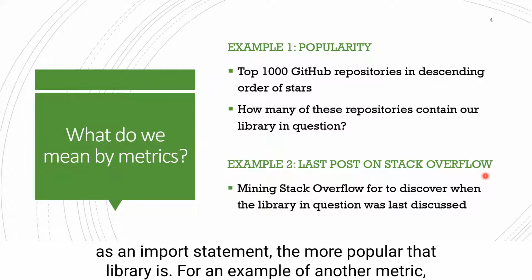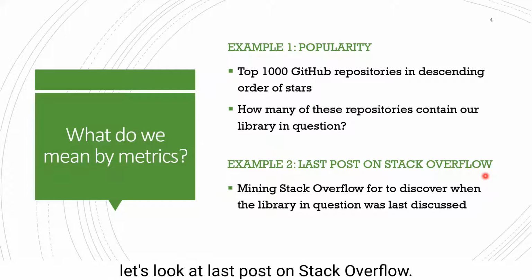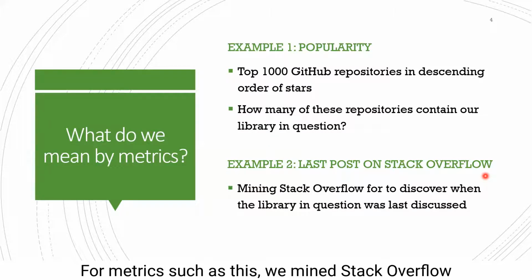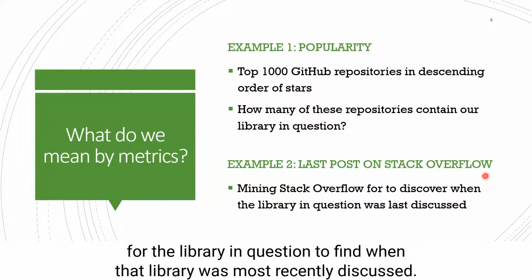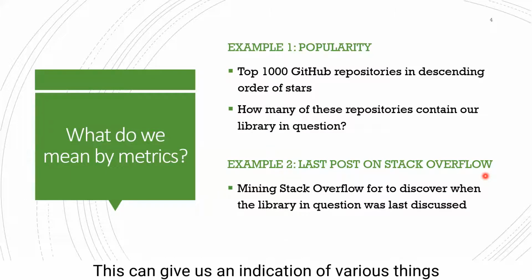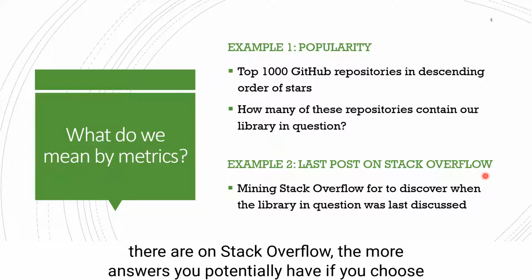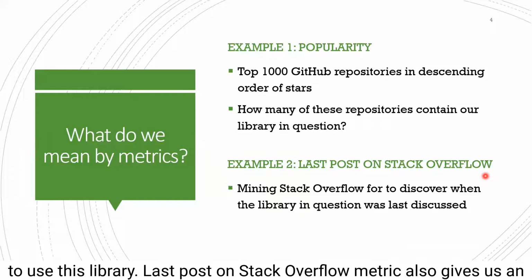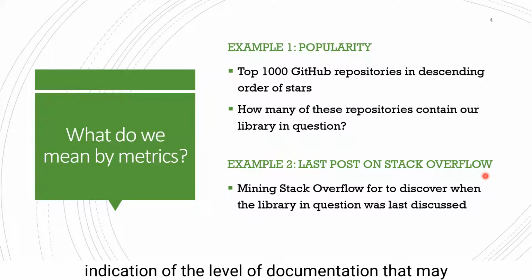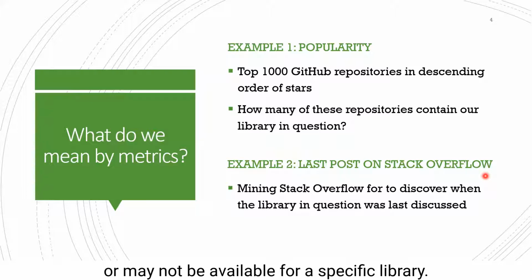For an example of another metric, let's look at last post on Stack Overflow. For a metric such as this, we mined Stack Overflow for the library in question to find when that library was most recently discussed. This can give us an indication of various things such as how popular it is and how often it's discussed. The more questions there are in Stack Overflow, the more answers you potentially have if you choose to use this library. Last post on Stack Overflow metric also gives us an indication of the level of documentation that may or may not be available for a specific library.